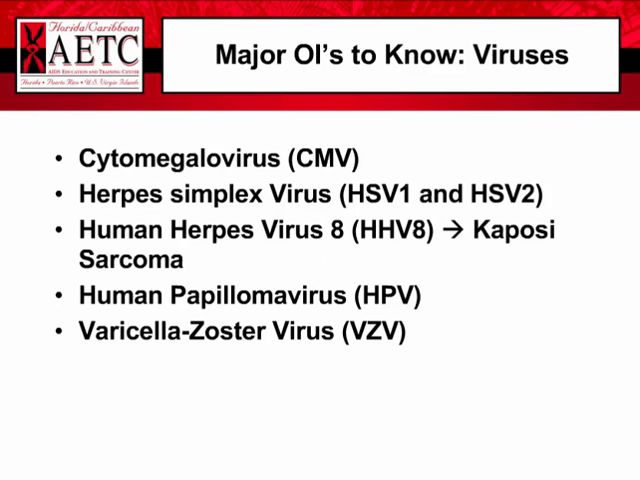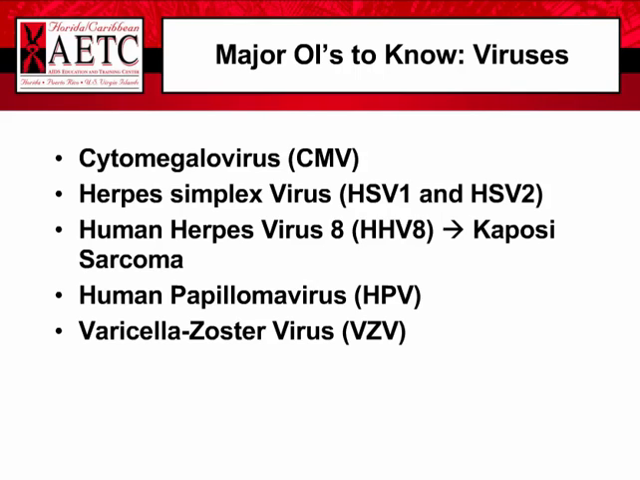OIs can also be viruses, and here is a list of the most common ones. You can see cytomegalovirus, or CMV, at the top. We have herpes simplex virus, both 1 and 2, and these are typically associated with ulcerations of the oral or genital tract. We have human herpes virus 8, which is associated with Kaposi sarcoma, which we can see in HIV patients with very low CD4 counts.